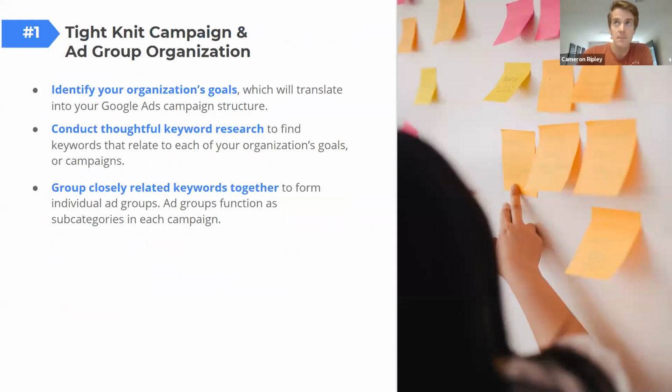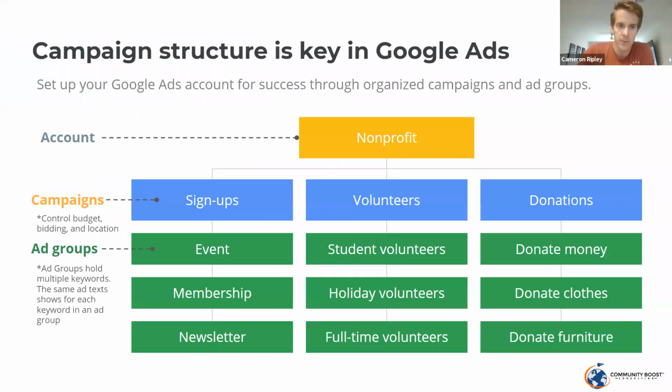So first up is to put together a very tight-knit campaign and ad group organization. So identify your organization's goals, and translate that into your campaign structure. And I'll kind of go through an example here in a second. Conduct thoughtful keyword research as you build that out, and then group closely those keywords together into individual ad groups.